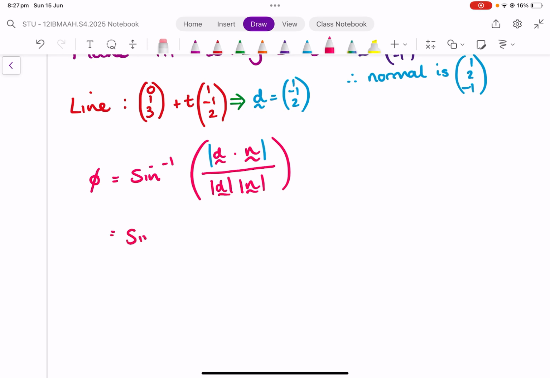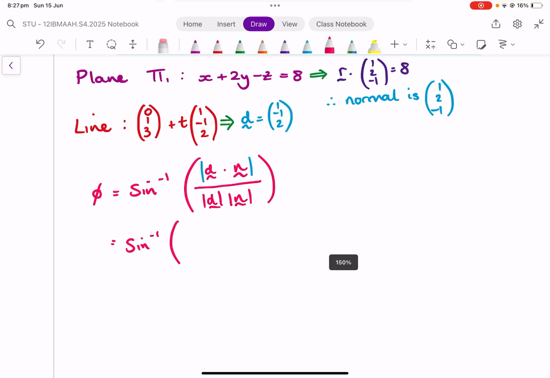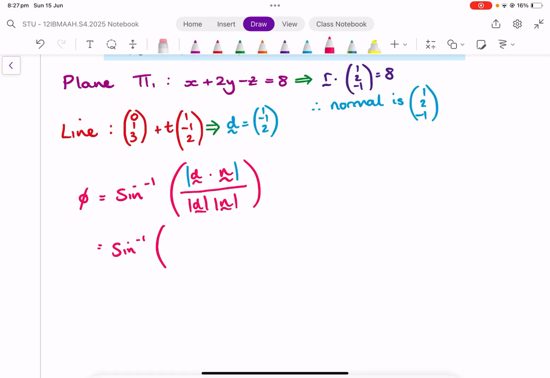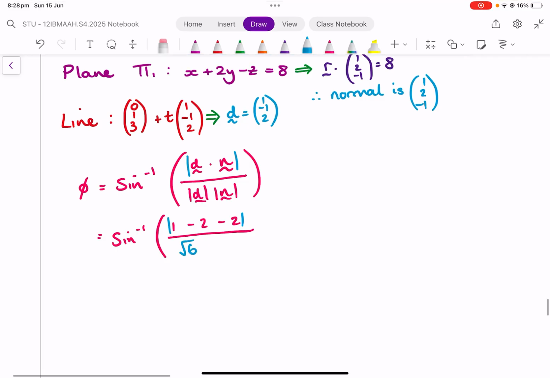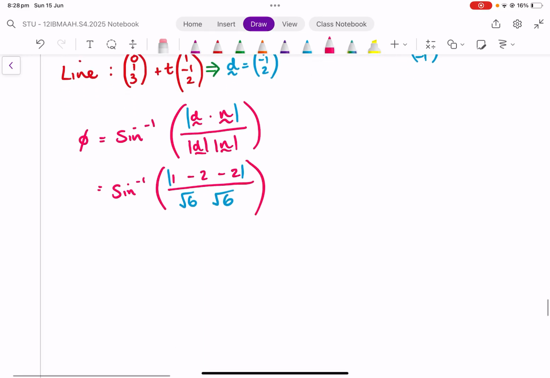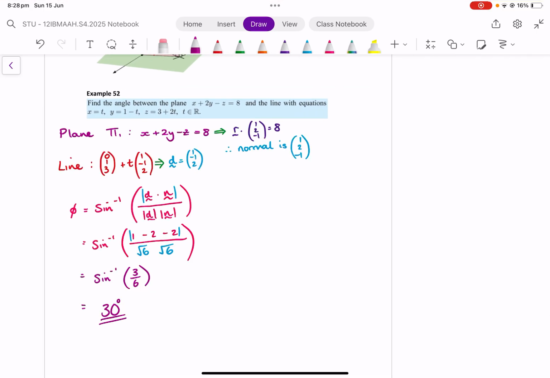So that ends up being, when we do the dot product of our two vectors there in light blue, we get 1, negative 2, negative 2. And we would take the absolute value of that. And then we've got root 6 for one magnitude, and the other one is also root 6. Okay, so what that ends up being, if we simplify this down, we end up with the inverse sine of 3 on 6, or of a half, and we know what that is, 30 degrees. The angle between them would be 30 degrees. Okay, and that's how we find the angle between a line and a plane.